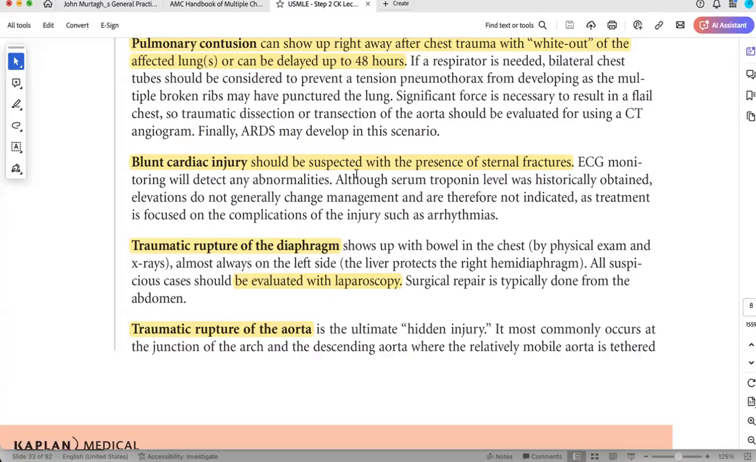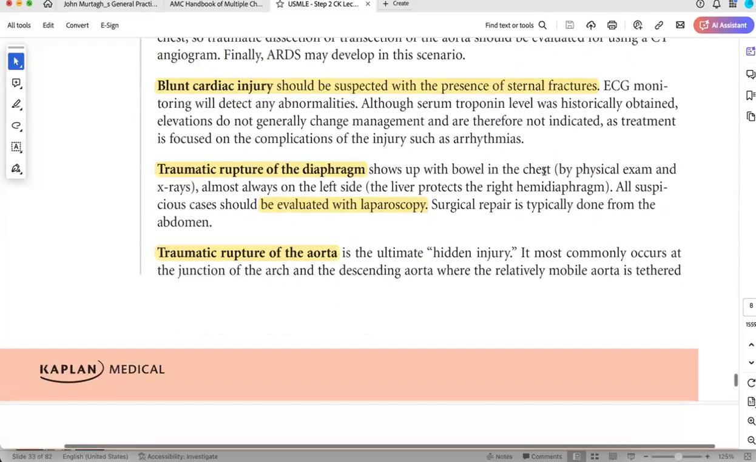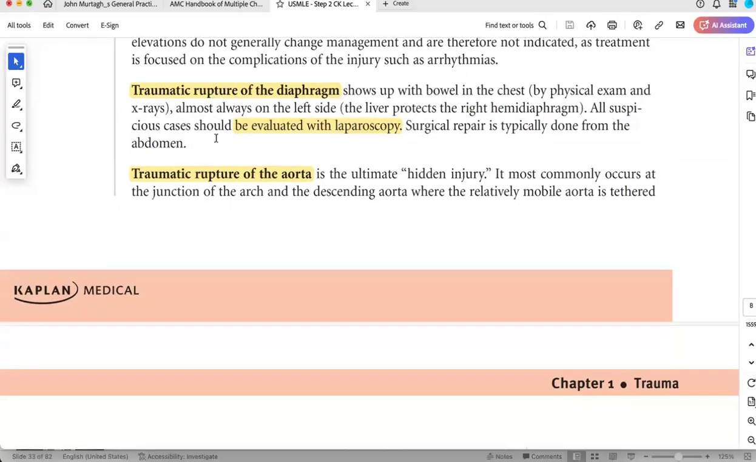Blunt cardiac injury. Any patient who has a sternal fracture, you should suspect that they might have a cardiac injury also. So make sure you do an ECG in that patient. Rupture of the diaphragm. If the diaphragm gets ruptured, the intestine can come into the chest. How do we know? If we do auscultation of the chest, we will be able to hear the gargling sound of the intestine, or we can even hear the peristalsis. So if we see that there is gargling in the chest and we do a chest X-ray and we find a loop of intestine coming into the chest, there is traumatic rupture of the diaphragm, and that patient will require a surgical repair. And surgical repair is usually done from the abdomen, not from the chest.